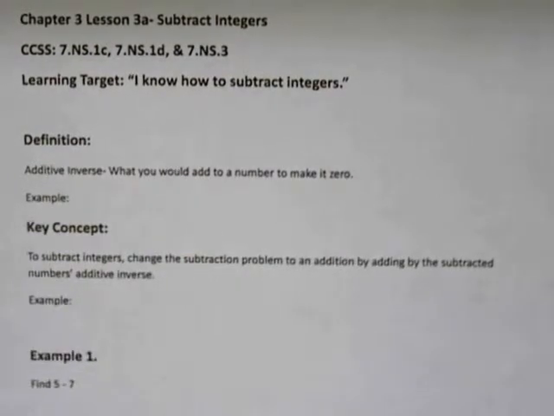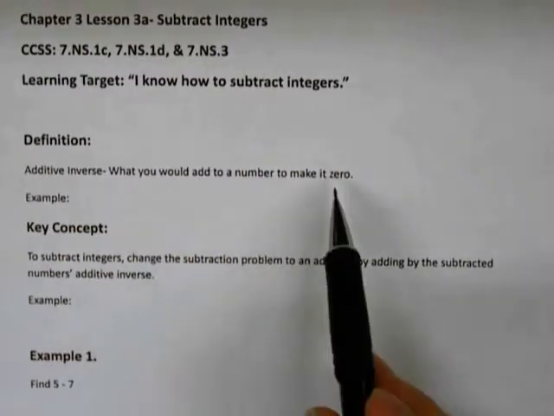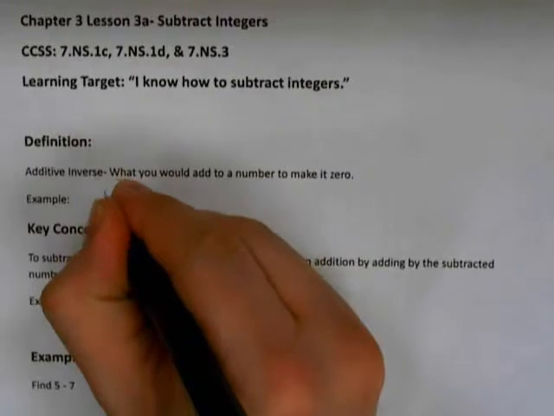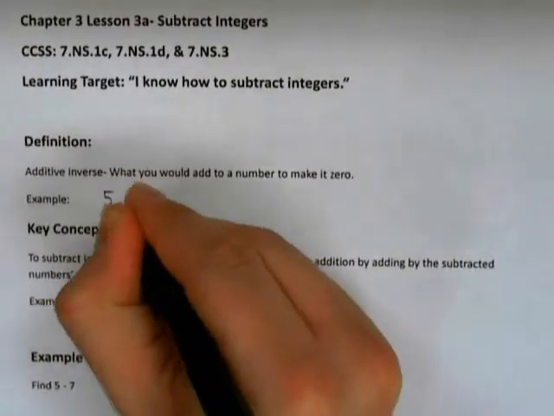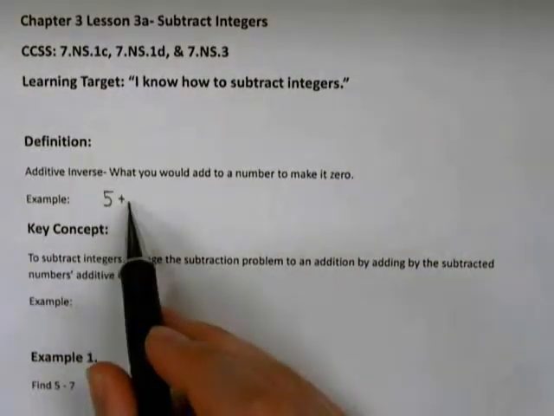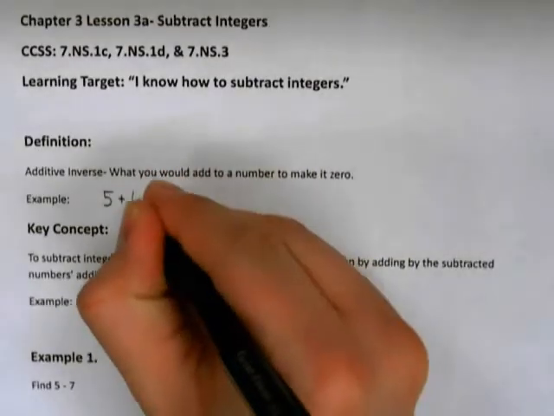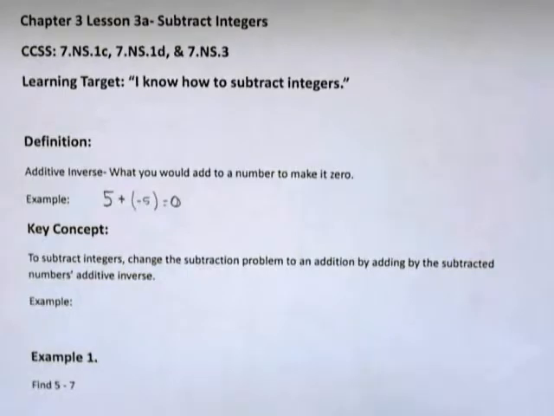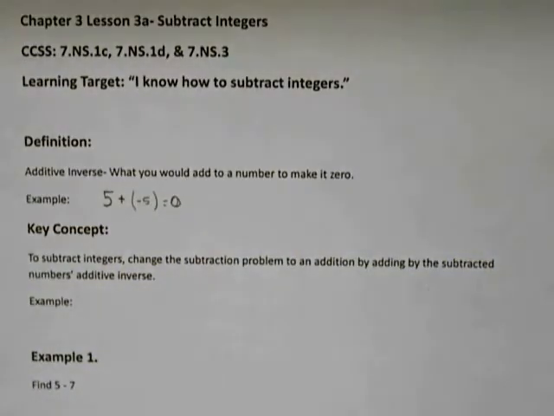Before we get going on that, we're going to first define what the additive inverse is. An additive inverse is what you would add to a number to make it 0. Let's give a few examples. If we had the number 5, what would we need to add to that to make it 0? Well, that's pretty simple. If we have a positive 5 and we want to make it 0, we'd have to add a negative 5, and that would equal 0 because the positive cancels out the negative and we're just left with 0.